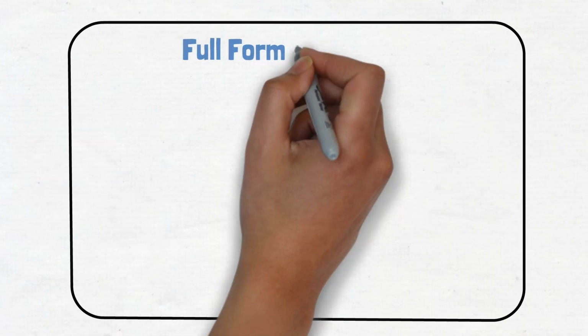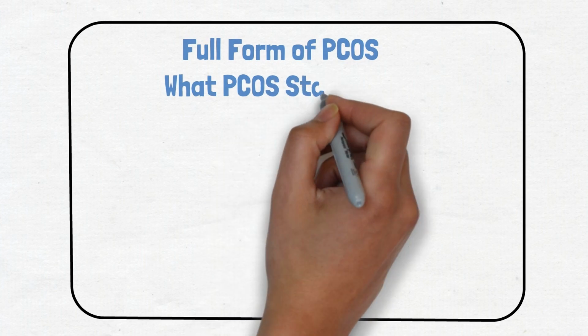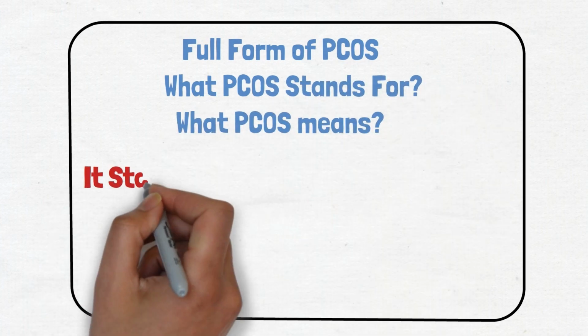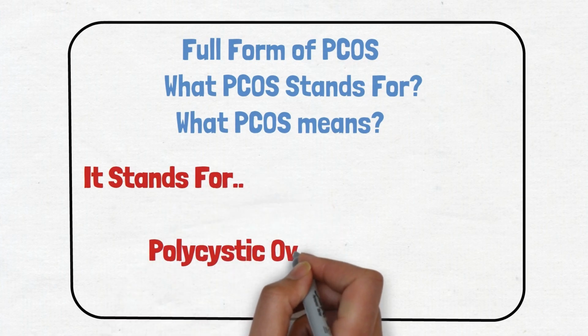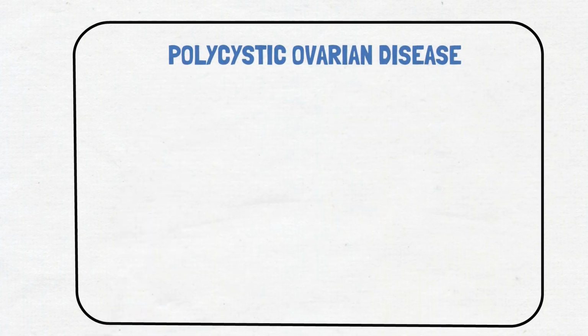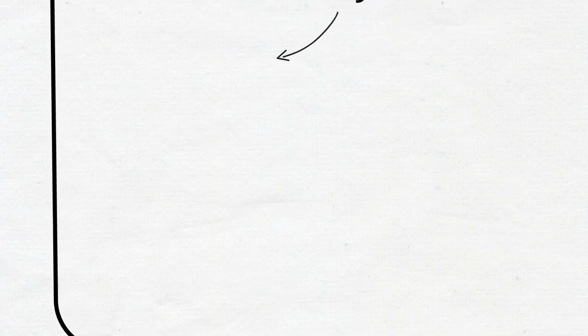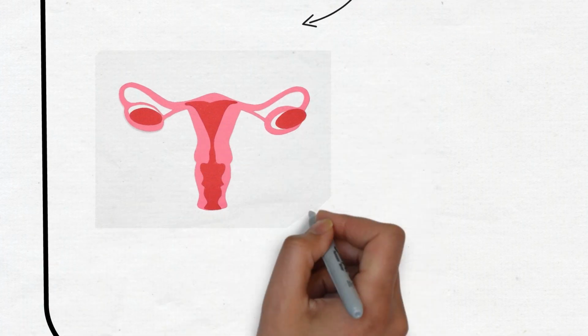What does PCOS stand for? What is the full form of PCOS, or what does PCOS mean? It stands for Polycystic Ovarian Syndrome. Polycystic ovary disease is a syndrome of multiple irregularities of the female reproductive system.